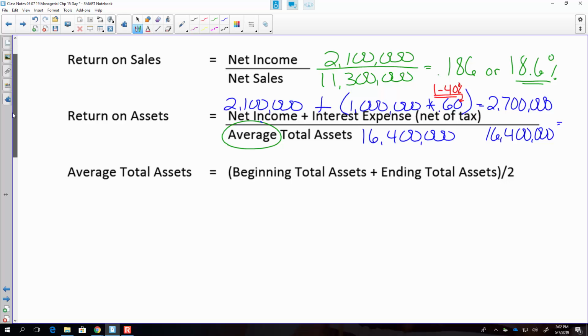And Carla, what do I get now? Is it a decimal or a percent? You can give it to me as a decimal, but most likely it'll be a percent. 16.5%. 16.5.